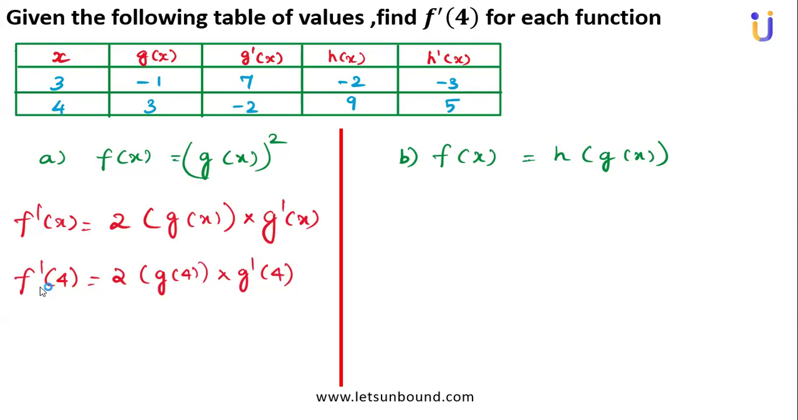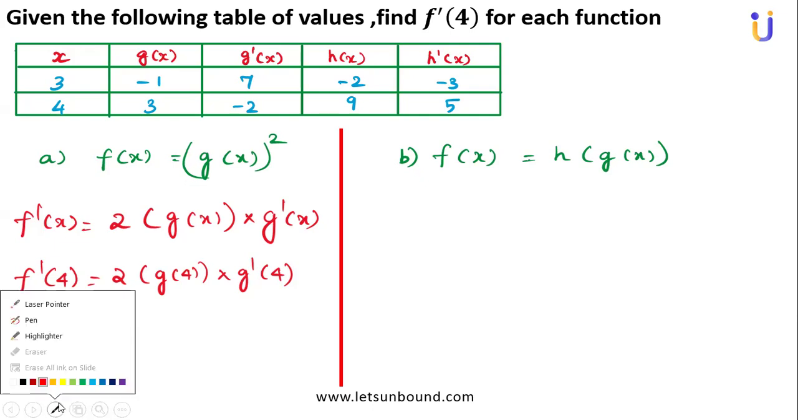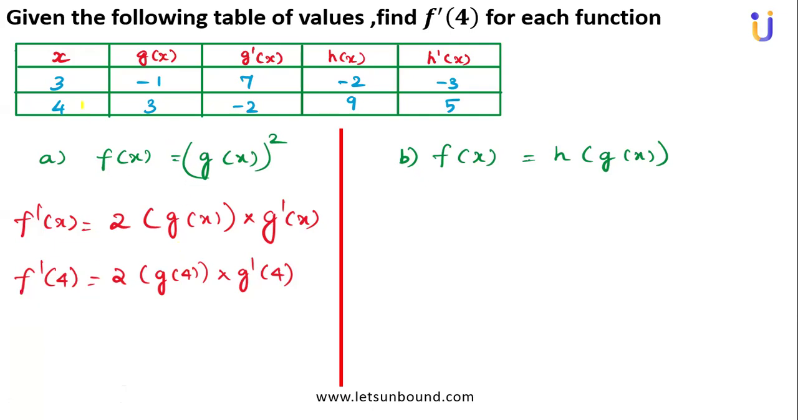If you want f dash of 4, it's 2 times... just plug in 4 wherever x comes up. And you have all the values here. This is your x, so this is your g of 4. So this is g of 4 and this is g dash of 4. From that, you can plug in those values and simplify.